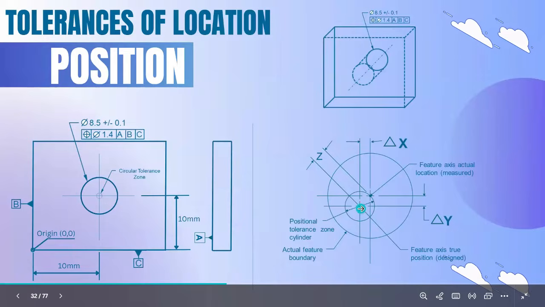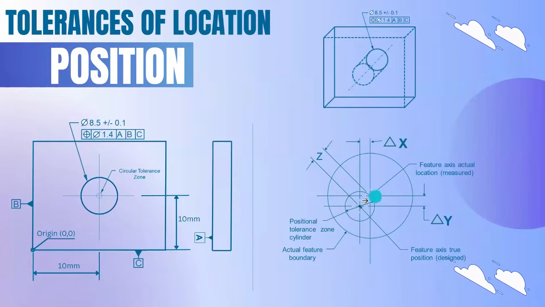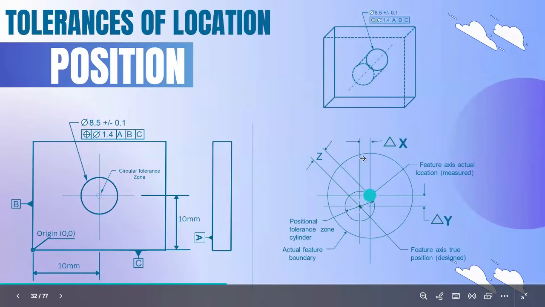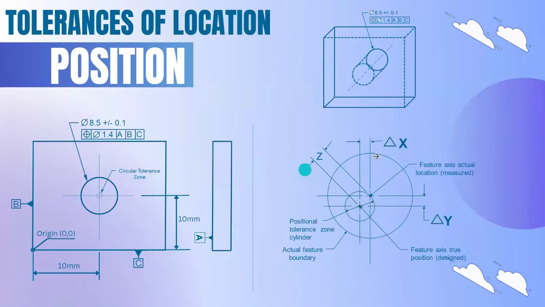Here, this is the theoretical exact center point. This center point is the offset, the actual value placed in the part. The x offset is called del x, and the y deviation is called del y. We're going to calculate the overall deviation, which will be Z.